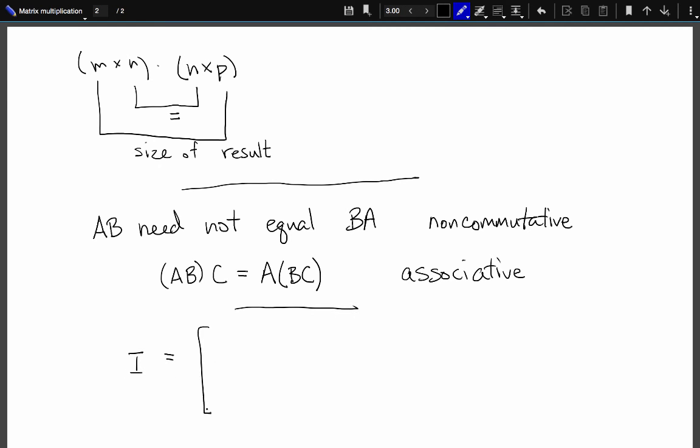Finally, I'll remind you the identity matrix is a diagonal matrix with ones on the diagonal, and it serves as a multiplicative identity.